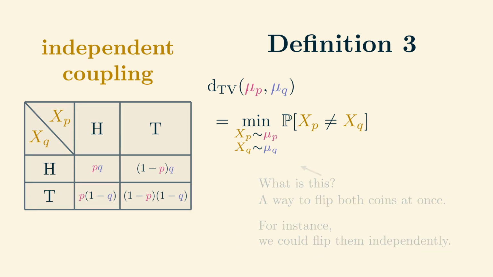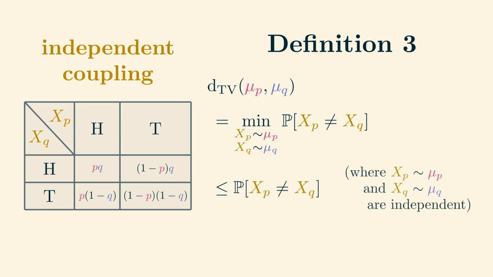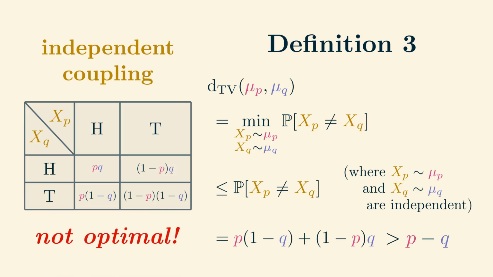Since the formula has a minimum, this coupling gives an upper bound, which is the probability that the two coins are unequal under this coupling. Here, the probability that they're unequal is the sum of these two entries of the table, p times 1 minus q and 1 minus p times q. However, if you do a bit of algebra, you can see that this is strictly greater than p minus q. In other words, flipping the two coins independently is not the optimal coupling.